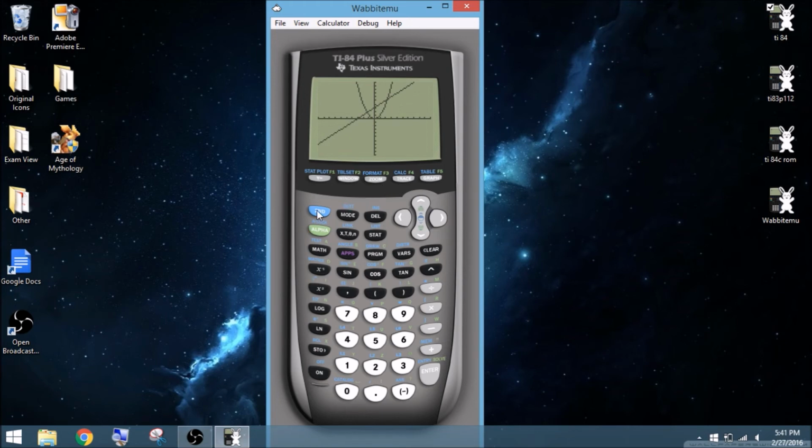So I can go to second calc. Got lots of nice things here. I can find zeros. That works nicely for quadratics if you want to find where it crosses the x-axis. I could find the minimum of that quadratic. If it was flipped over, I could find its maximum. Here's what I'm interested in, the intersection.